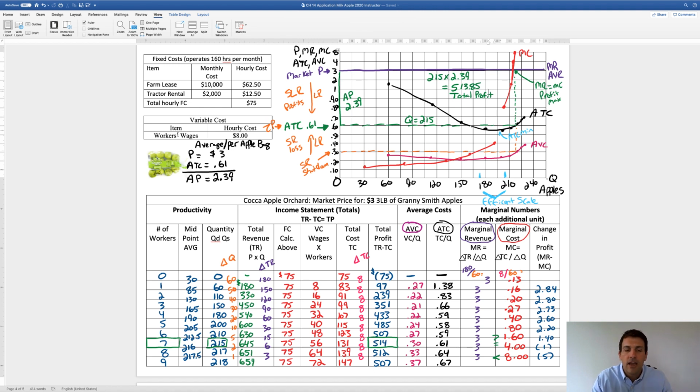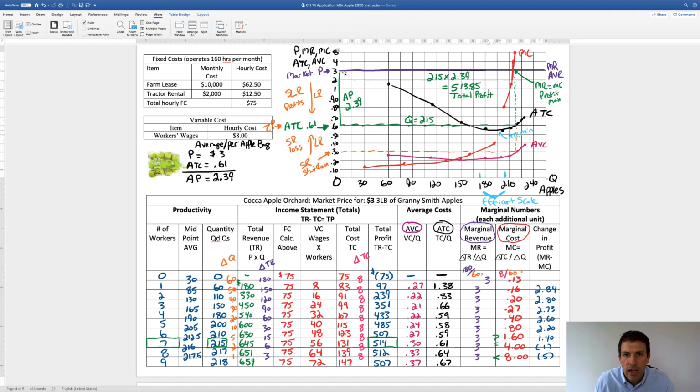All right, so the last thing I want to fill in is over here. If you go on Shark Tank, they want to know how much is the cost per bag to produce? What's the average total cost per bag, and what's the profit per bag? So the price is $3 per bag. Average total cost, again, is 61 cents. My average profit is $2.39.